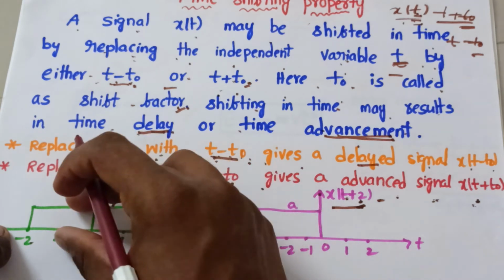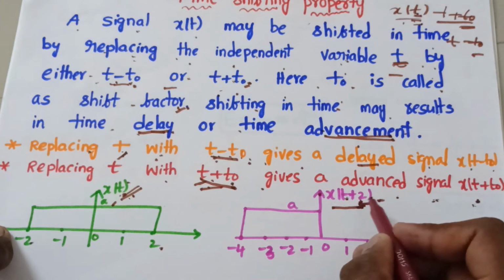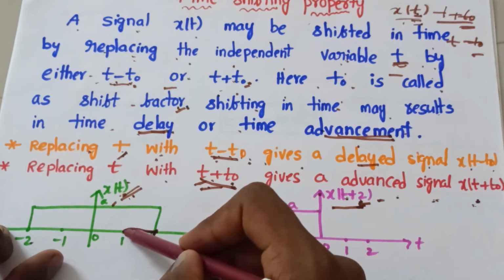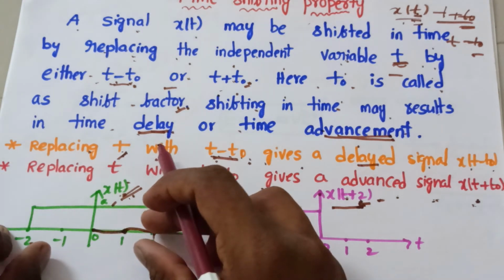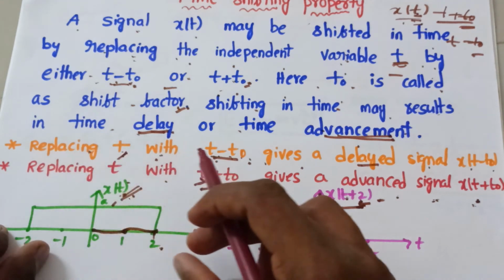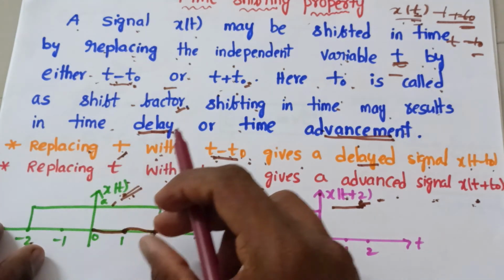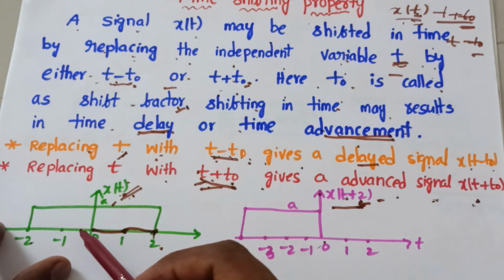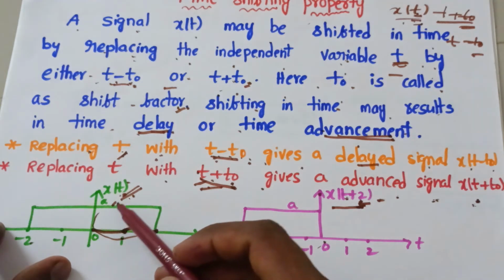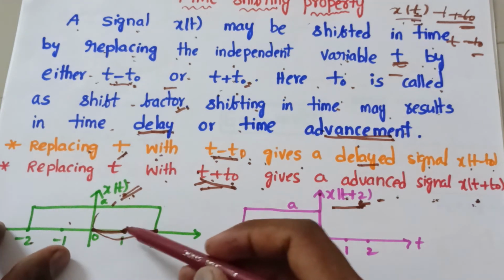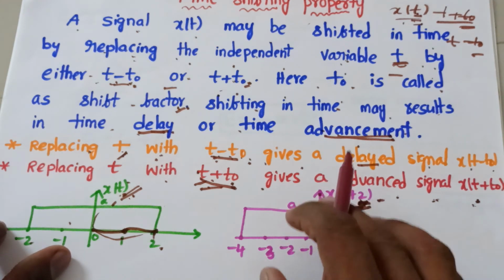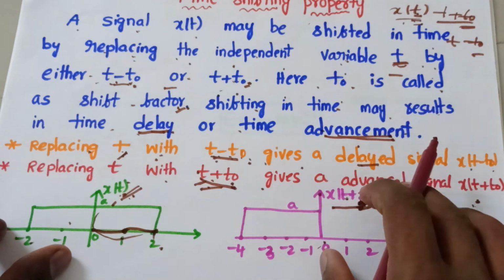The entire signal moves to the left side for how many units? For 2 units. That is, the signal is first moved from here to here and from here to here. That is, the entire signal will move from the positive to the negative side. That is happening here. Here the entire positive signal is shifted to the negative side, because here we are shifting the signal with shifting factor 2. Okay, this is about the time shifting property. Thank you for watching this video.